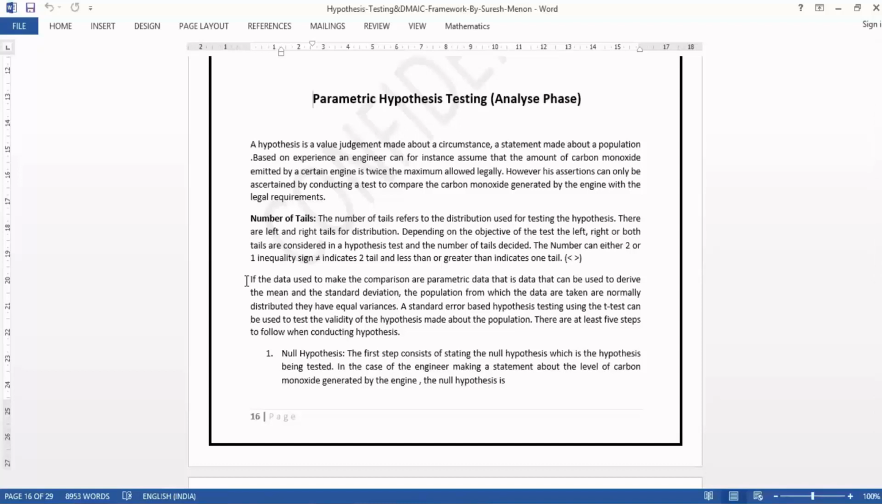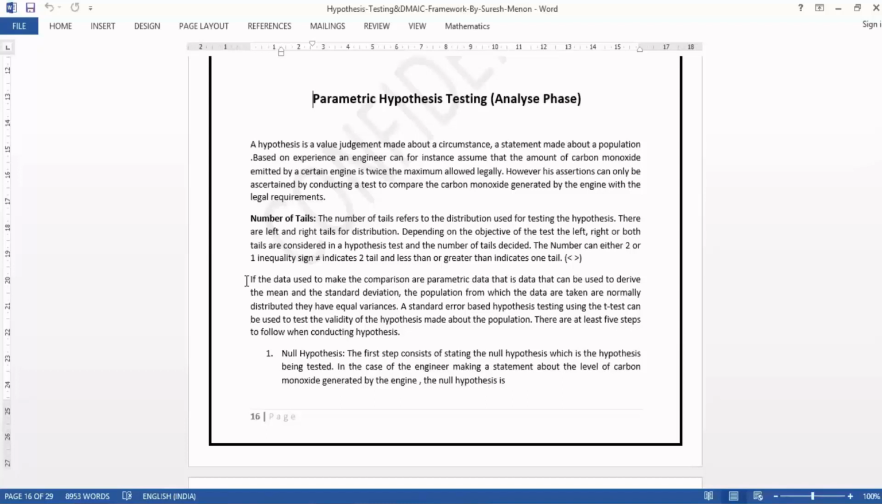If the data used to make the comparison are parametric data, that is data that can be used to derive the mean and the standard deviation, the population from which the data are taken is normally distributed and has equal variance. A standard error-based hypothesis test, the t-test, can be used to test the validity of the hypothesis made about the population. There are at least 5 steps to follow when conducting hypothesis testing.